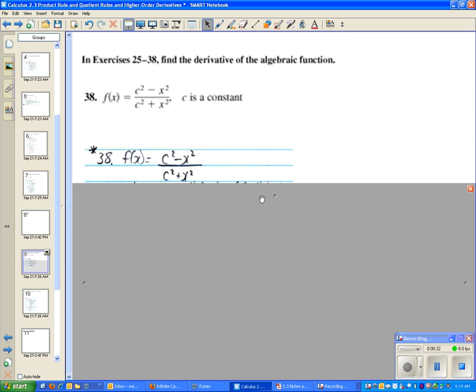And that seems strange, but it actually is no more difficult. Just c is a number. So we have f of x equals c squared minus x squared divided by c squared plus x squared. Well, this sure looks like a quotient rule problem to me. So to take the derivative of a quotient, it's the bottom times the derivative of the top minus the top times the derivative of the bottom over bottom squared. Okay? So here we go.